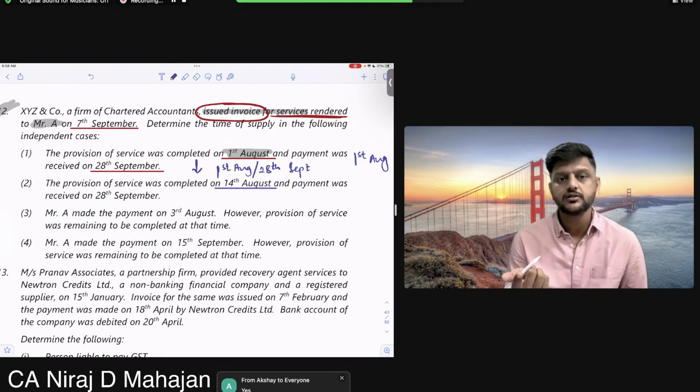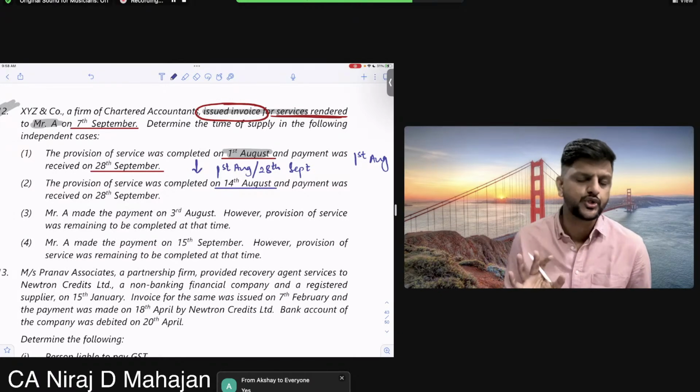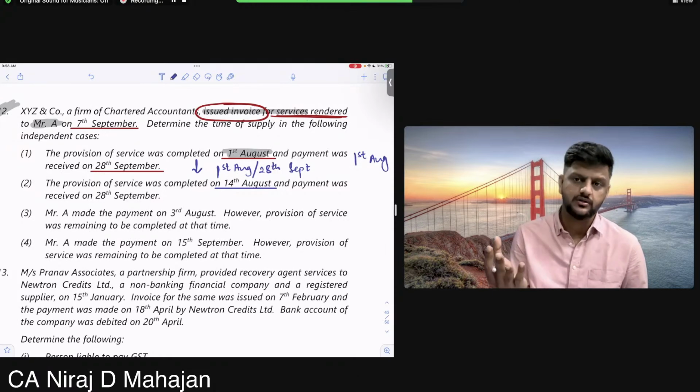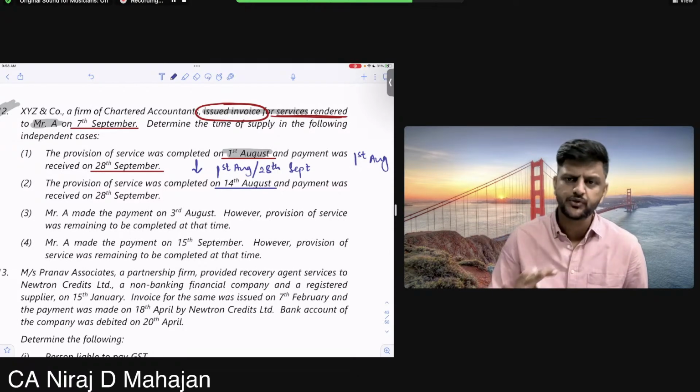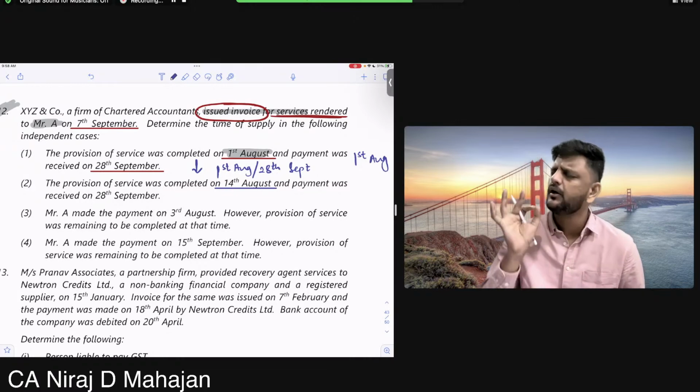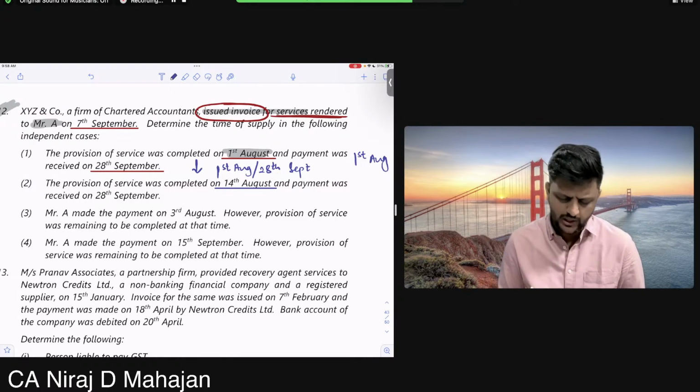Now 14th August, first thing I'll see is my invoice issued within the due date. Yes, 14th August. So I'll take, children, by 14th September it should be issued. It is issued on 7th September. So the invoice is issued in time. So earlier of.